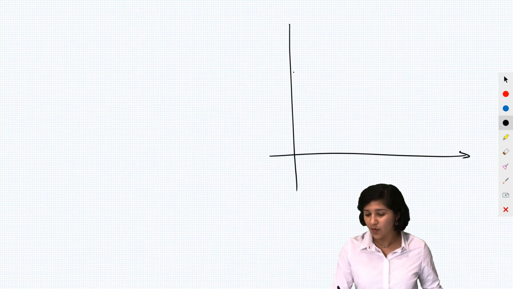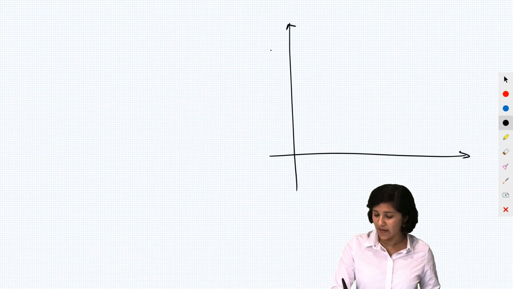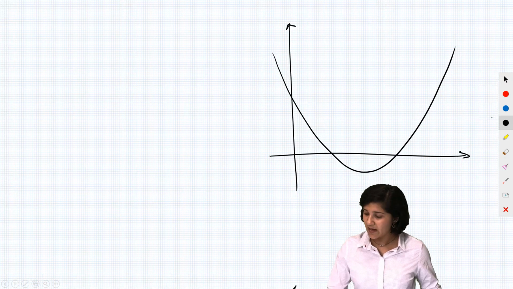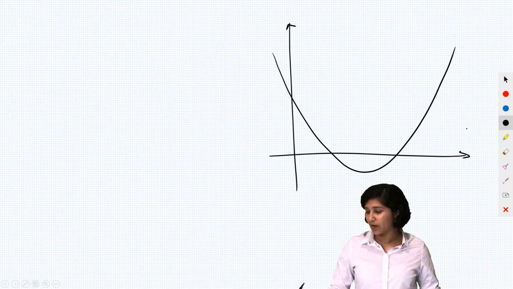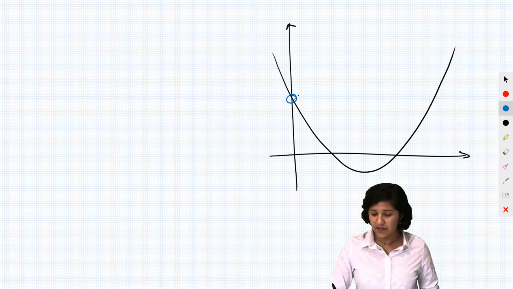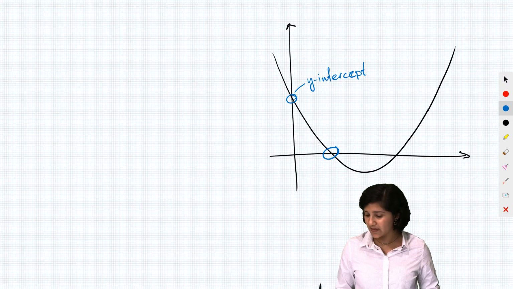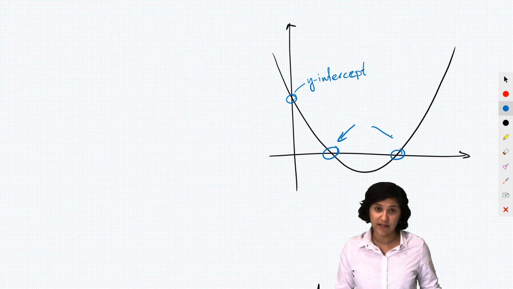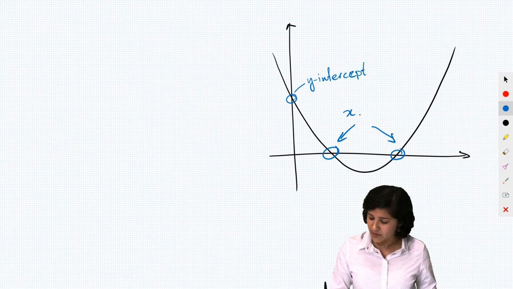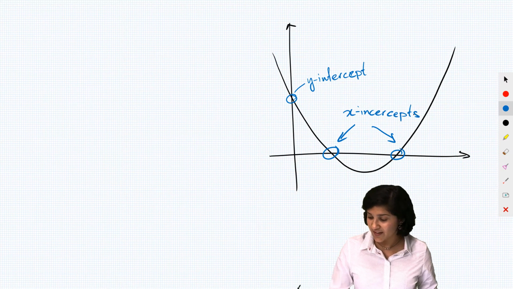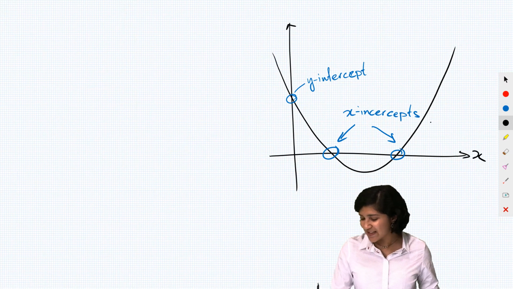So we know that when we graph a quadratic equation, we get a parabola. And the parabola has various important features. The first one is the y-intercept. Then we also have x-intercepts. And we can have either 2 or 1 or no x-intercepts. But in the picture I've drawn here, we have 2 x-intercepts. I should label my axes, x and y.